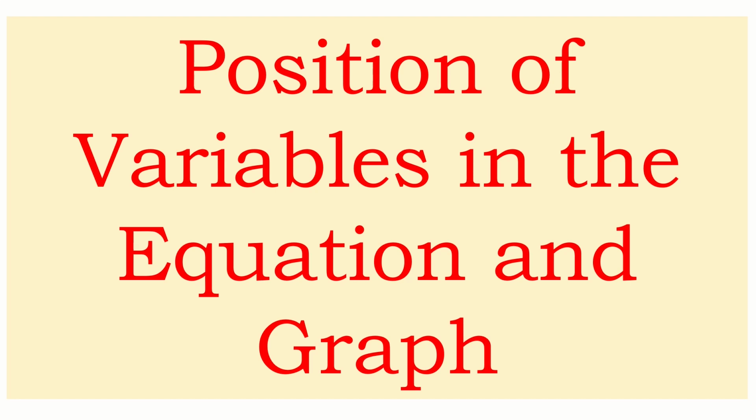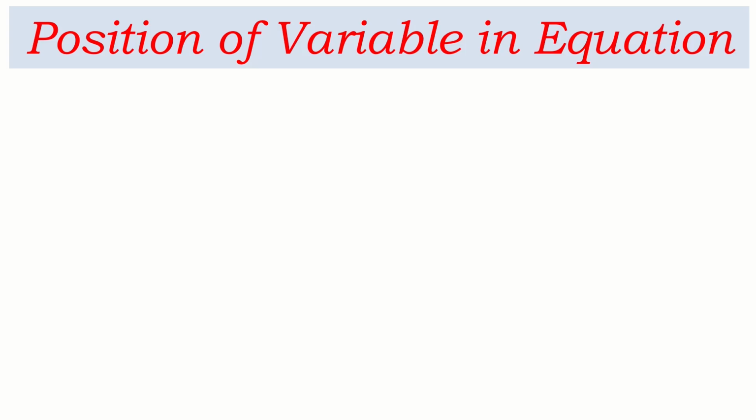Today I want to talk about the position of variables in the equation and graph. In the previous class, I told you about the variable and different types of variable: independent variable, dependent variable and controlled variable, and how they are related also. Okay, today the turn of what? Position of these variables if we express them in equation and graph. Okay, position of variable in equation.